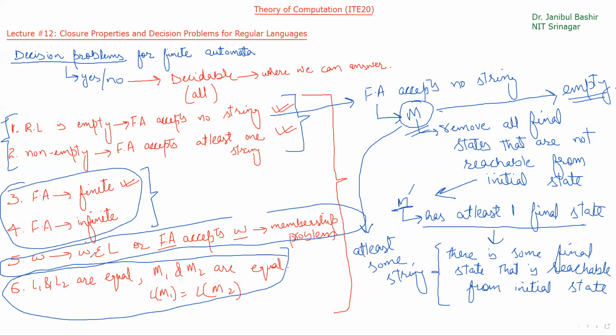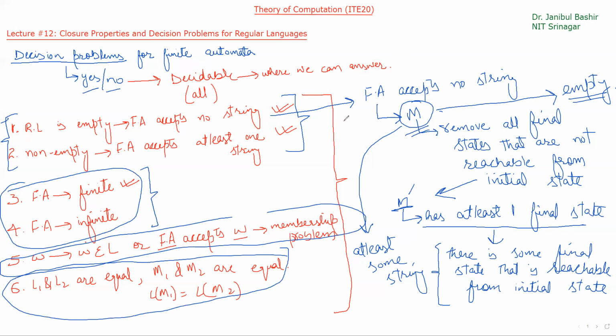Okay, for the fifth one, it is very easy. If you have a W, take that W, give that W to the finite automata. If finite automata accepts, that means this string belongs to its language. If the finite automata does not accept, it means it does not belong to the language. So all these decision problems can be answered yes or no by using some simple algorithms.